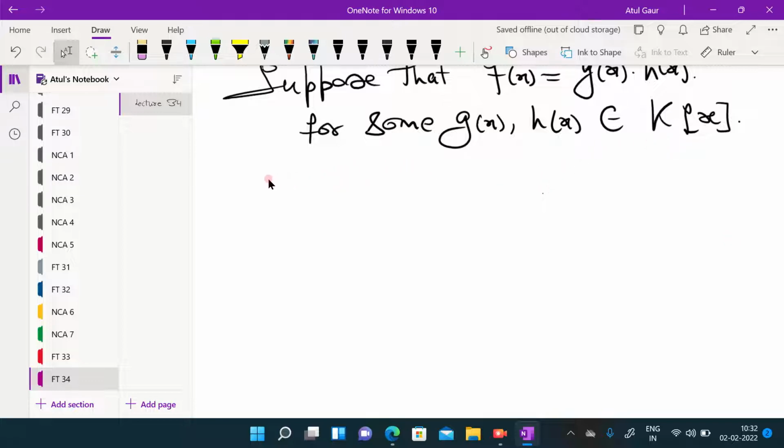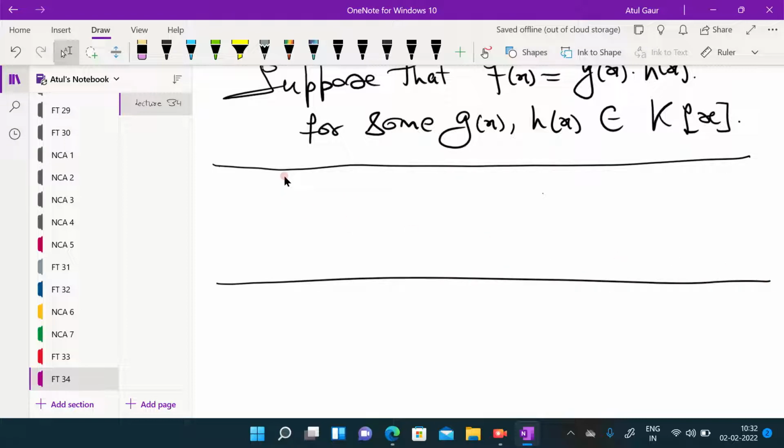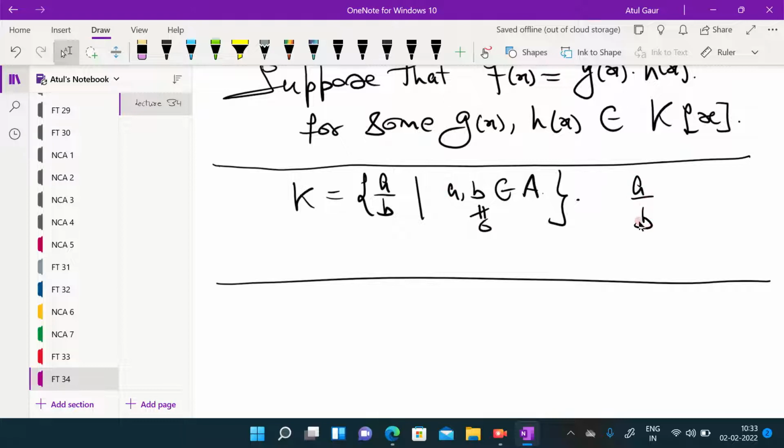Now K is the quotient field of A, right? So in the quotient field, if you recall, what are the elements? Elements in K are of the type a/b where a, b are in A and b is not zero, right? And it represents a class, an equivalence class. Is that fine? Because the same element a/b may be equal to ca/cb for all c nonzero in A. So this representation is not unique. All right. So g(x), h(x) have coefficients coming from K, and you are working over a unique factorization domain.